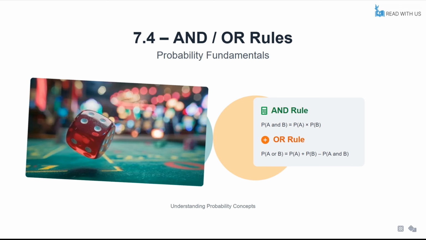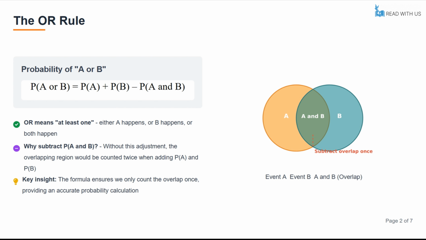In this lesson, we're going to learn about the and/or rules in probability, two of the most important tools for calculating combined probabilities. Let's start with the OR rule. The OR rule is used when we want to find the probability that at least one of several events happens. The formula is P of A or B equals P of A plus P of B minus P of A and B. We subtract P of A and B because if both events can happen together, they get counted twice.